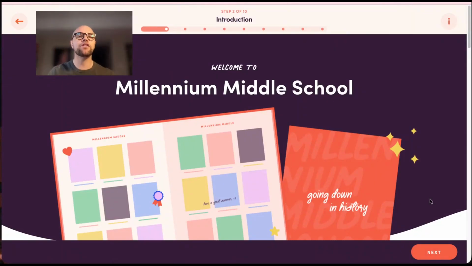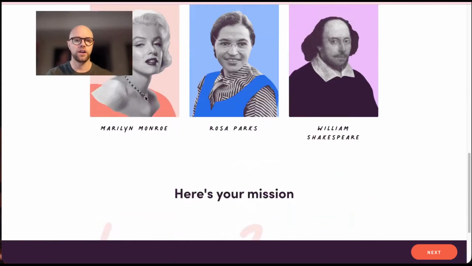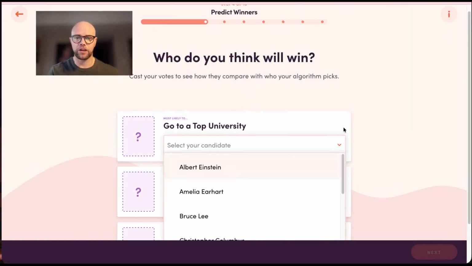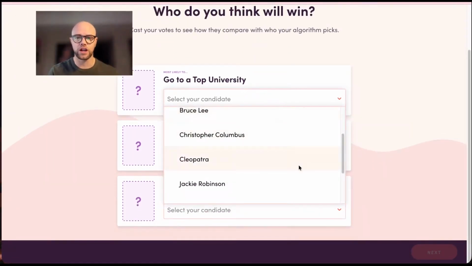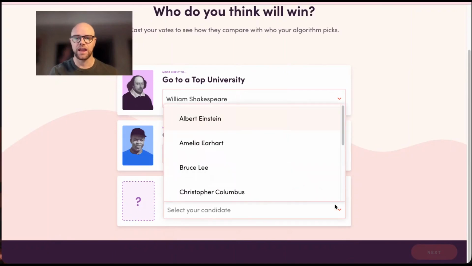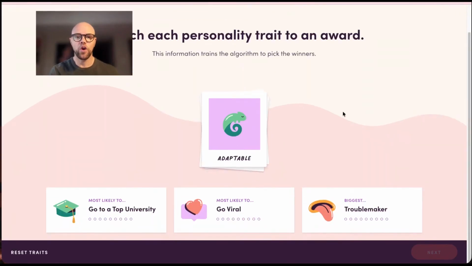It's an imaginary middle school where different historical figures have gone, and our job is to predict who's going to be the winner for each award. And we are going to train the machine so that it picks the people that we want. You pick your candidate for who's going to go to a top university, who's going to go viral, and who is a troublemaker. Now, we're going to assign personality traits to each award.